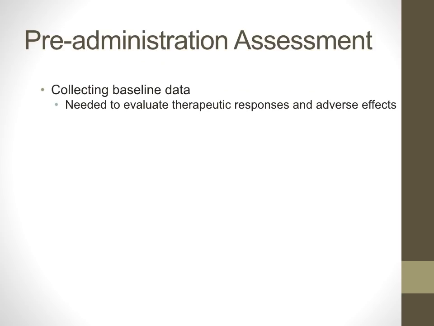Before giving the medication, you need to do an assessment of your patient. Get some baseline data. The things that you are going to need to evaluate to look at their therapeutic responses and adverse effects could be vital signs, lab values, and allergies. You want to identify your high risk patients, your patients with liver or kidney impairment, and those with genetic factors that need to be considered.